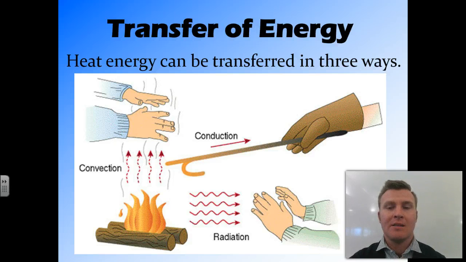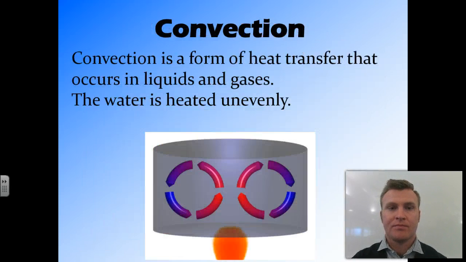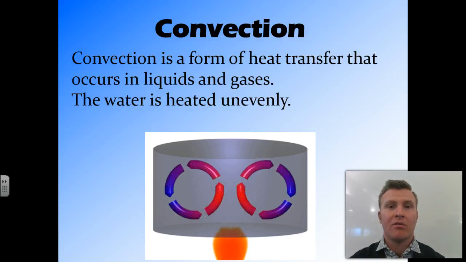There are three ways in which heat energy can be transferred: convection, conduction, and radiation. It'd be a good idea for you to draw this diagram, as it's a good way to remember the difference between the three different types of heat transfer. We're now going to look at those three types of heat transfer in a bit of detail.